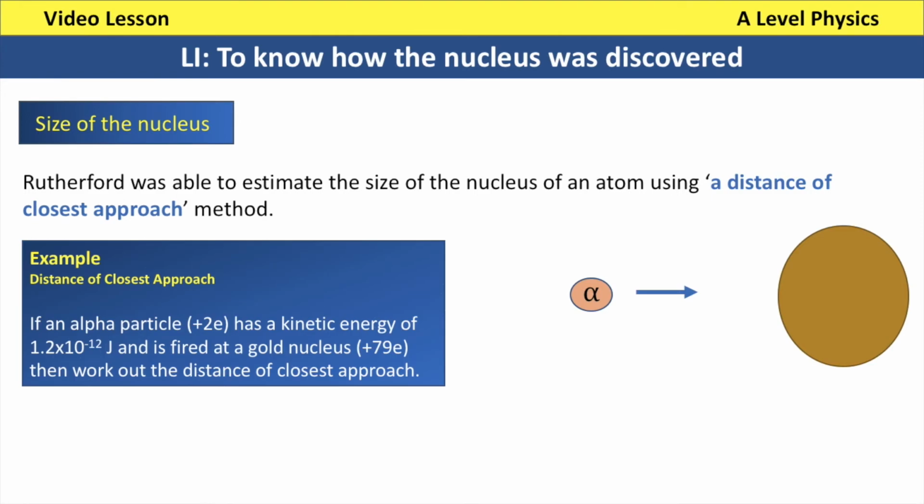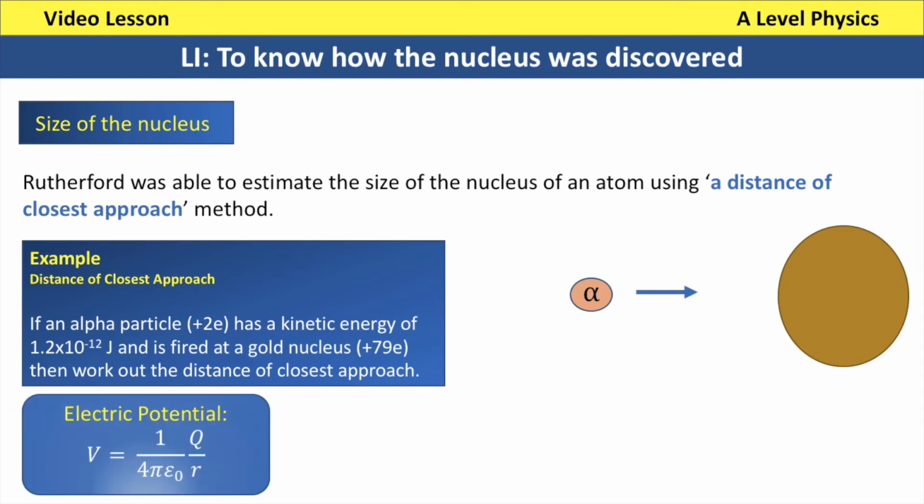So, example that we're going to do together then, if we've got an alpha particle, which of course has a charge of plus 2e, because it's 2 protons, 2 neutrons, if that has a kinetic energy of 1.2 times 10 to the minus 12 joules, and it's fired at a gold nucleus, which has a charge of plus 79e, then work out the distance of closest approach. I'll show you how to do this calculation together. I want you to obviously follow it through with me.